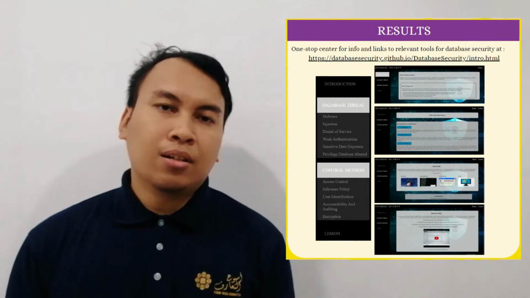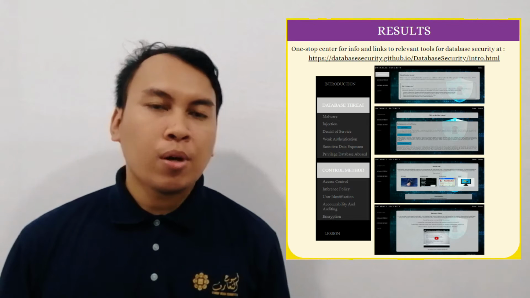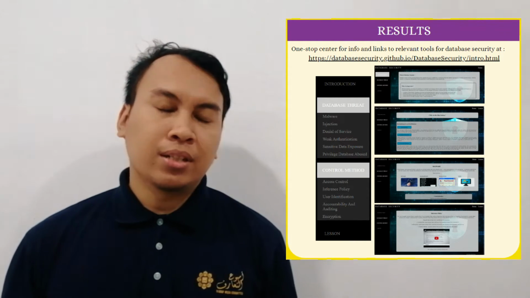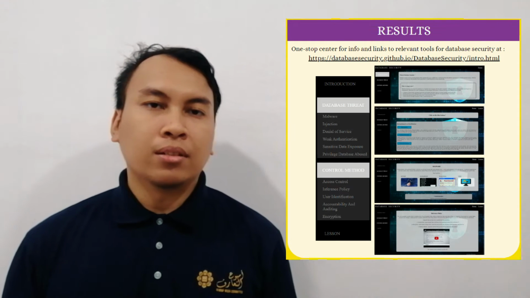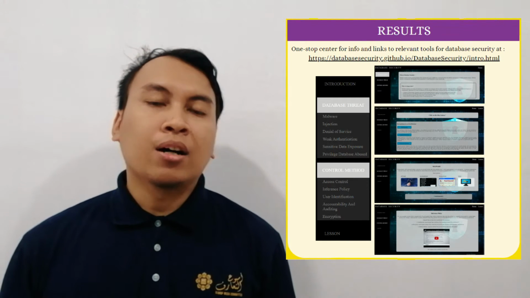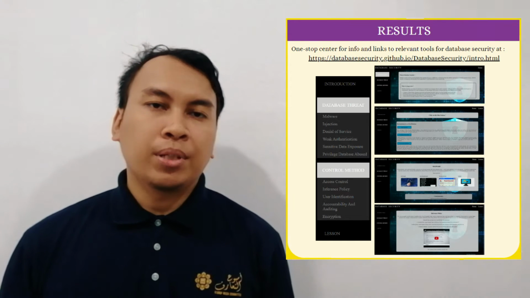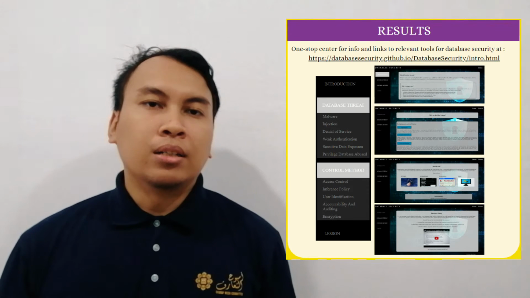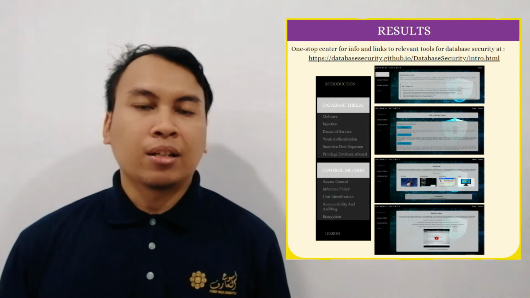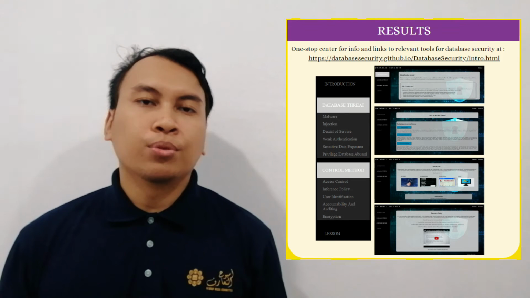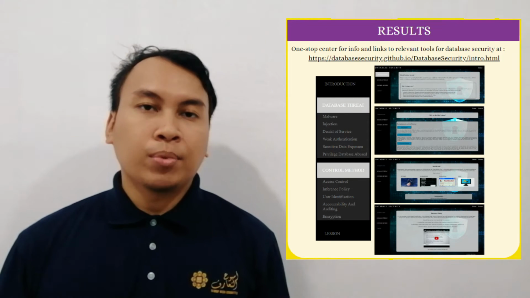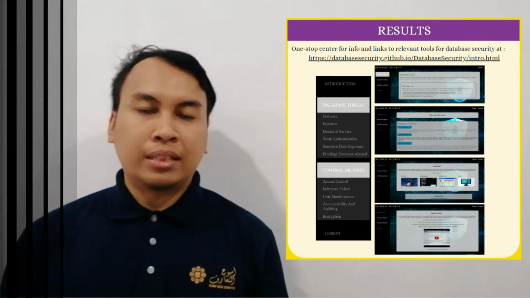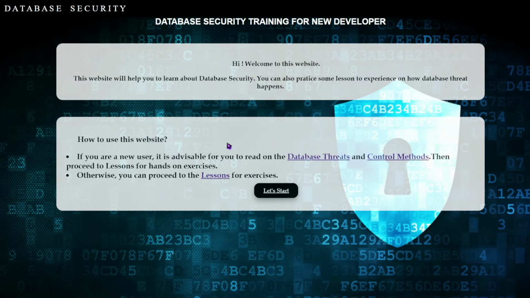Next, in the result, our project has created a website. In the website, we have three parts: the database threat, control method, and lesson. In the database threat, we have content about database threats and how to mitigate them. In the control method, we want to help the developer understand more about how to control database threats from happening in the database. And the lesson itself helps young developers gain experience in handling the database threat itself.